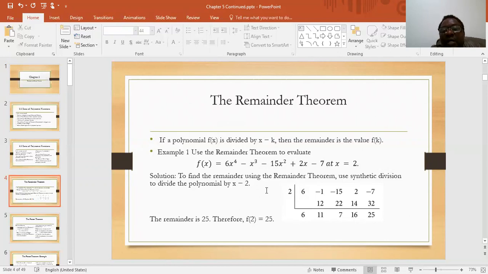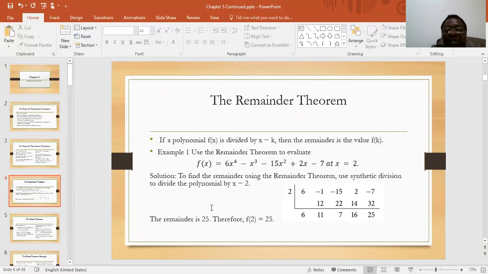We consider that our factor is x minus 2, so we write 2 here, and we bring down 6, multiply 2 by 6 to get 12, add to negative 1 to have 11, multiply it by 2 again to get 22 that we write here, add to minus 15 to have 7, multiply 7 by 2 and write it here, add to 2 to get 16, and multiply 16 by 2 to get 32, and add negative 7 to have 25. So 25 is the remainder in the division of f of x by x minus 2. So f of 2 equals 25.